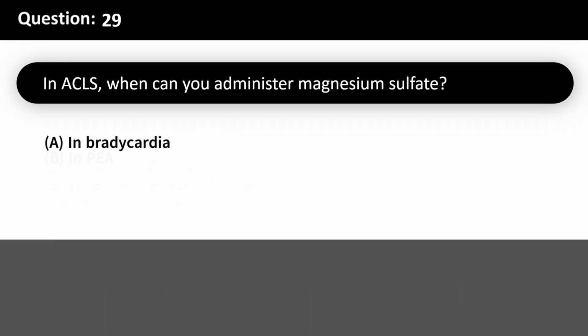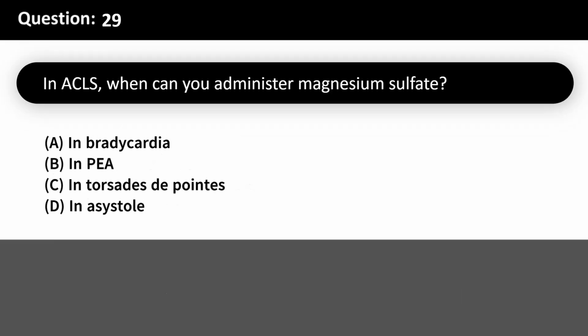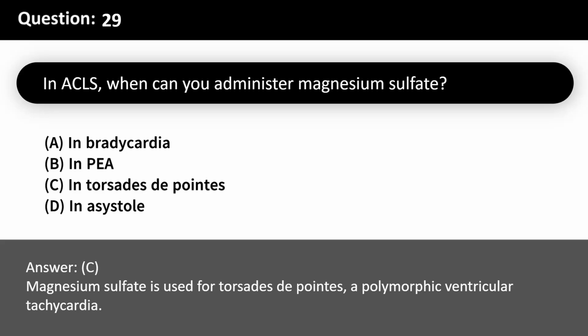In ACLS, when can you administer magnesium sulfate? A. In bradycardia. B. In PEA. C. In torsades de pointes. D. In asystole. Answer: C. Magnesium sulfate is used for torsades de pointes, a polymorphic ventricular tachycardia.